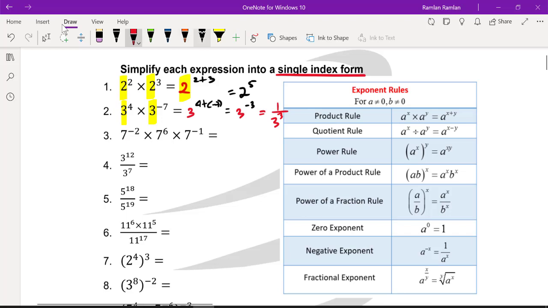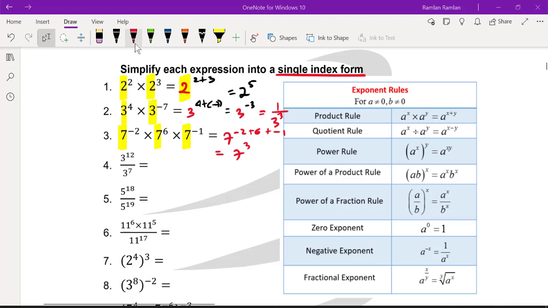For number 3, it's the same thing. We're multiplying some terms here, and all of them have the same base number, which means it will be just 7 to the power of negative 2 plus 6 plus negative 1. Just count that. It'll be 7 to the power of 3. That's it.